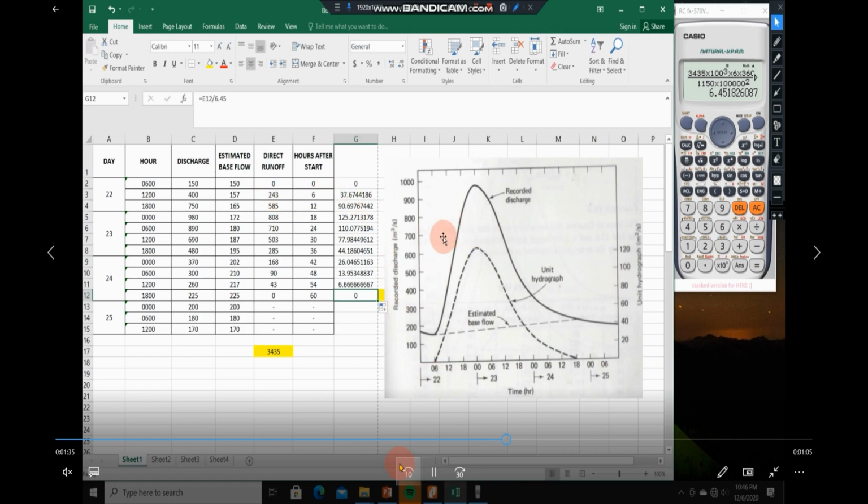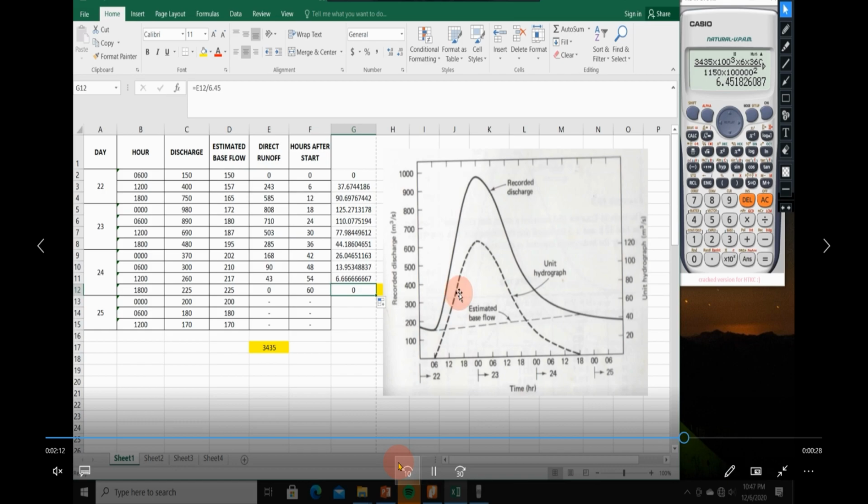So as you can see, on the first 6 hours, the unit hydrograph is equal to 0, and on the next 12 hours, the unit hydrograph is around 37.67 cubic meter per second, and the unit hydrograph is represented at the right part here. At the right part, this is the unit hydrograph, and the same on the 18th hour, it is around 90.7 cubic meter per second, and the rest of the data. Also we have the peak, it's around 125.